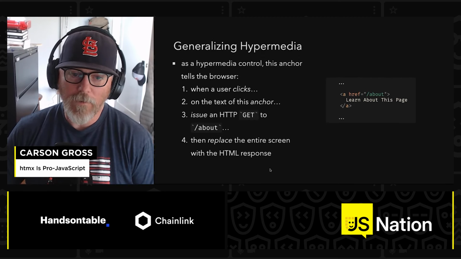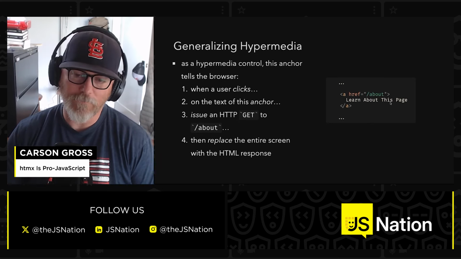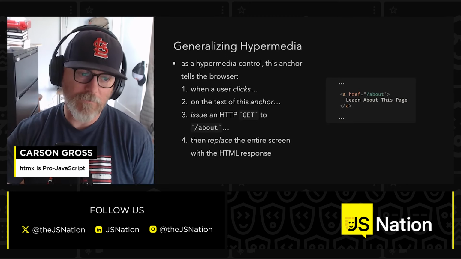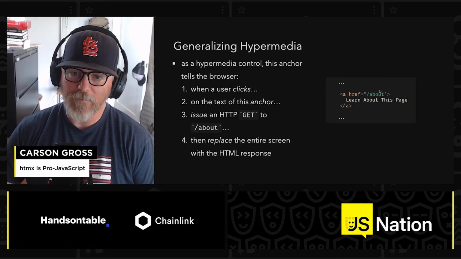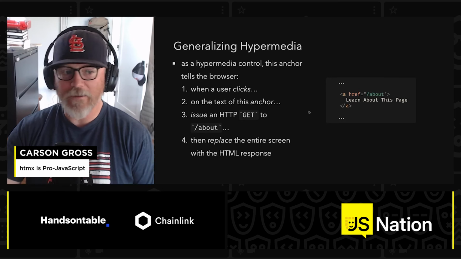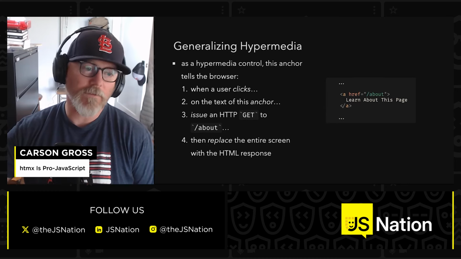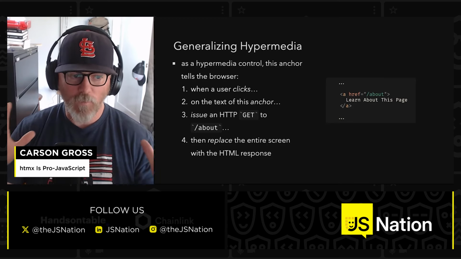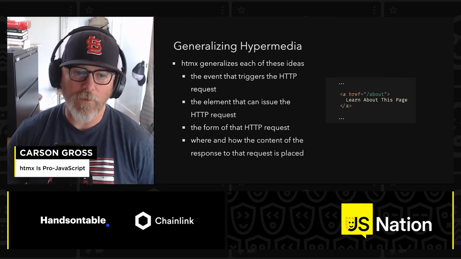Well, what it tells the browser is, okay, render this bit of text on the page and probably show it in some mechanism with an affordance, with some sort of visual cue indicating that it's clickable. And then when a user clicks on that, it's going to issue an HTTP GET to this about URL, and it's going to get back an HTML response typically. And what that HTML response is going to do is replace the entire viewport of the browser. So that's what links do from a hypermedia mechanic standpoint.